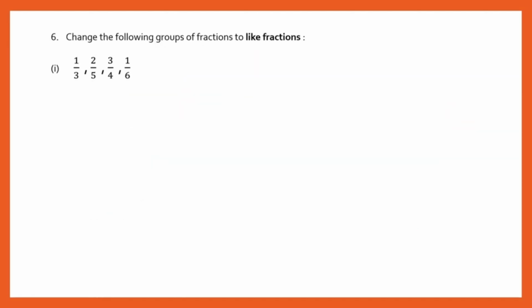Right, we'll go on to the next one. Change the following groups of fractions to like fractions. If you look at the question, can you see the denominators? They're all different. We have to change them to like fractions, which means the denominators have to be the same. To make the denominators the same, we have to find the LCM of the denominators. So let's take the denominators 3, 5, 4 and 6 and find the LCM.